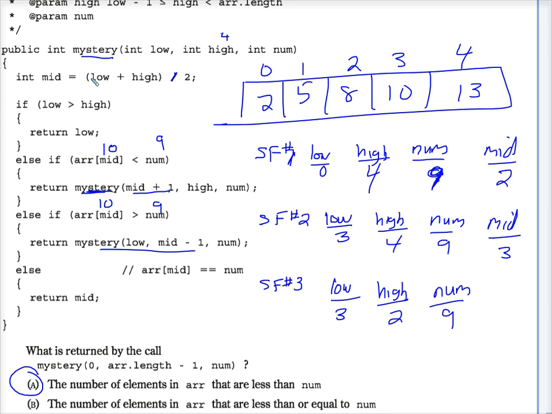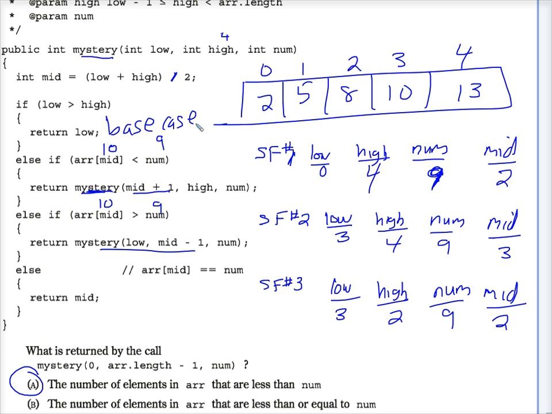And we now recalculate mid in this new stack frame. Mid is low plus high divided by 2. 3 plus 2 is 5. 5 divided by 2 is 2 after you chop off the 0.5. Is low greater than high? Yes, it is. So at this moment, we hit the base case.